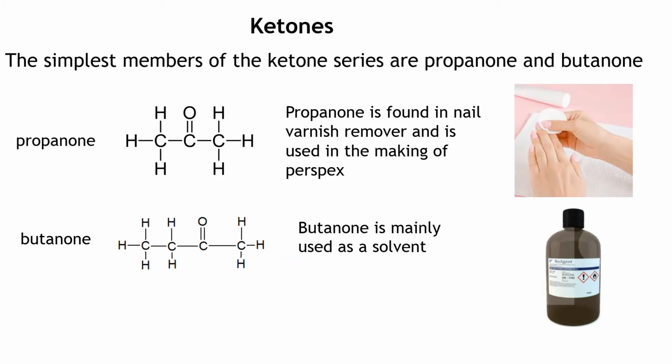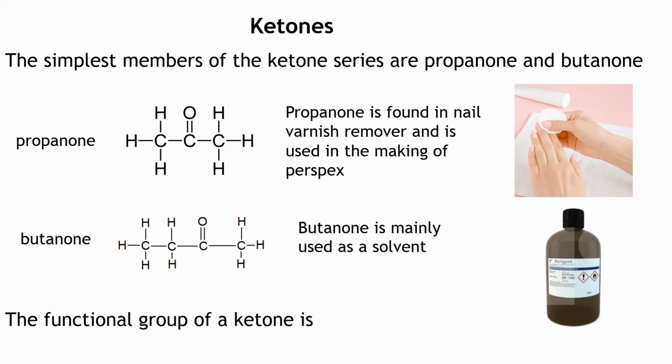Ketones can usually be identified by their -one ending. So the simplest members of the ketone series are shown here, which are propanone and butanone. Propanone has got 3 carbons with a carbonyl group in the middle carbon and is found in nail varnish remover and is used in the making of perspex. Butanone has got 4 carbons and is mainly used as a solvent in industrial processes.